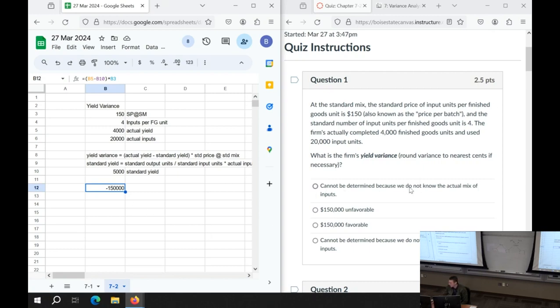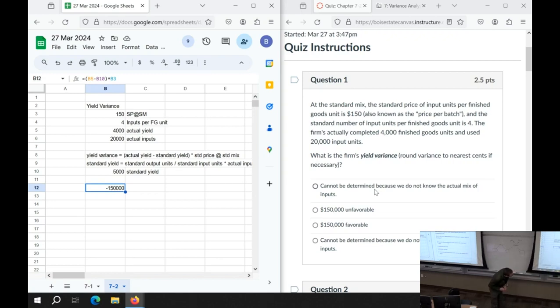It doesn't matter that we don't know the actual mix of inputs, because that doesn't factor into yield variances at all. That's on this side of the mix variance. Mix variance is pulling that lever from standard to actual mix. Yield variance is over here, still in standard mix land. Standard price at the standard mix is right there in the equation. Okay, it doesn't matter.